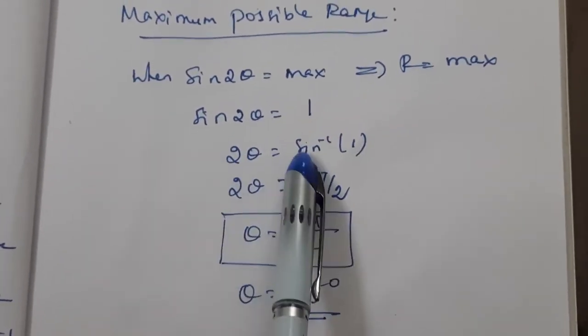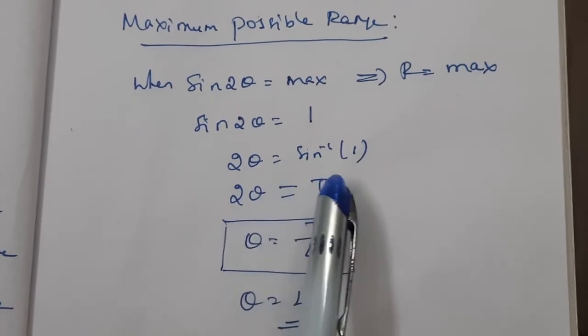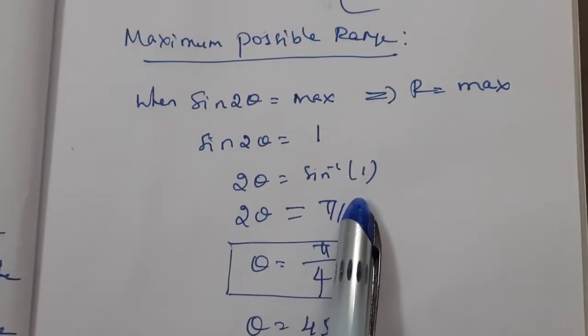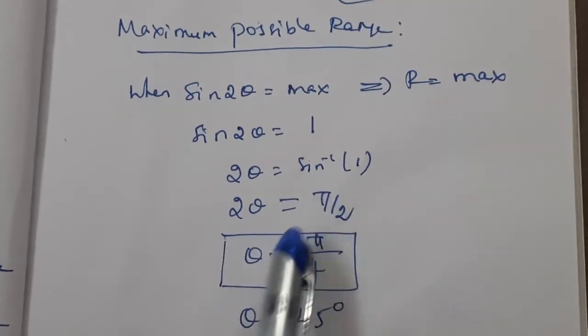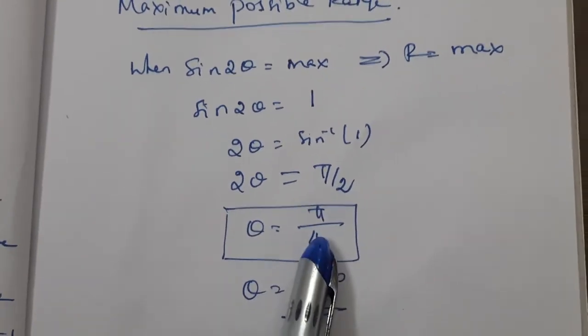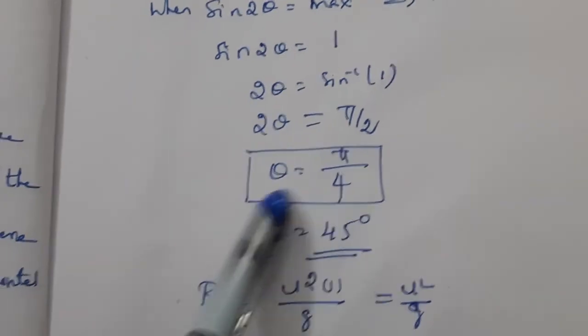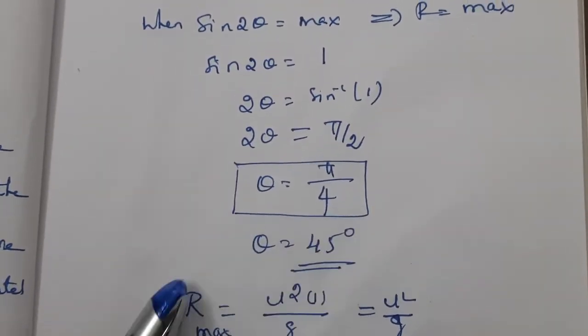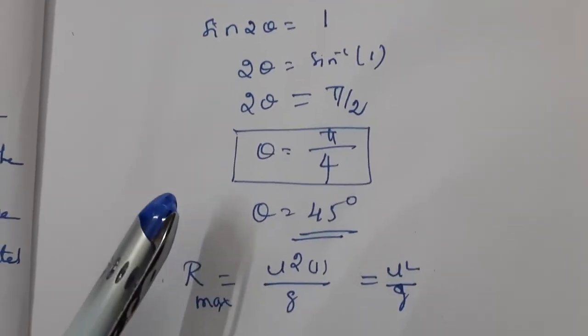So 2 theta equal to sin inverse of 1, which is sin 90 degree, the value is 1. So sin pi by 2. 2 theta equal to pi by 2, theta equal to pi by 4. So theta equal to 45 degree. At 45 degree we will be getting the maximum possible range. So r maximum is equal to u square by g.